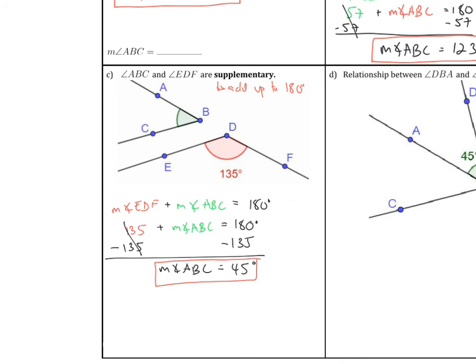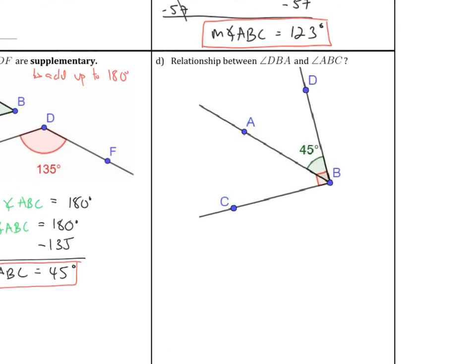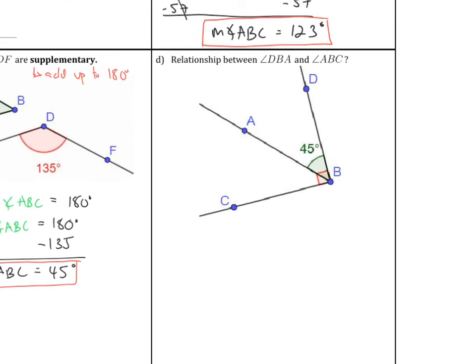All right, moving into the last example, which is part D. Now, they're asking us for the relationship between angle DBA and angle ABC. Here is angle DBA, and we see that it's marked with 45 degrees. And here is angle ABC. This is the angle that we are trying to solve for. So let me go ahead and mark that.